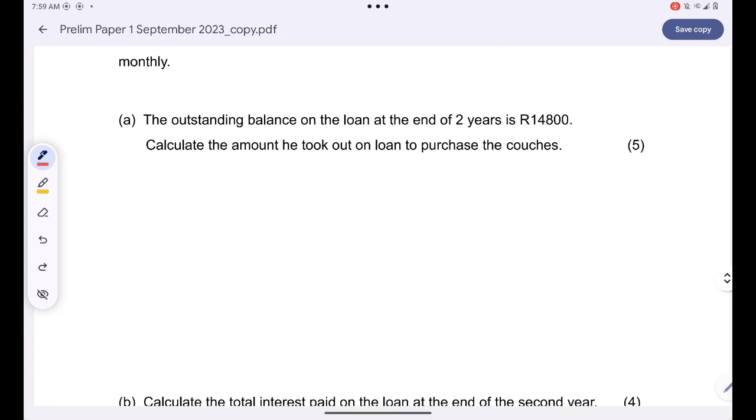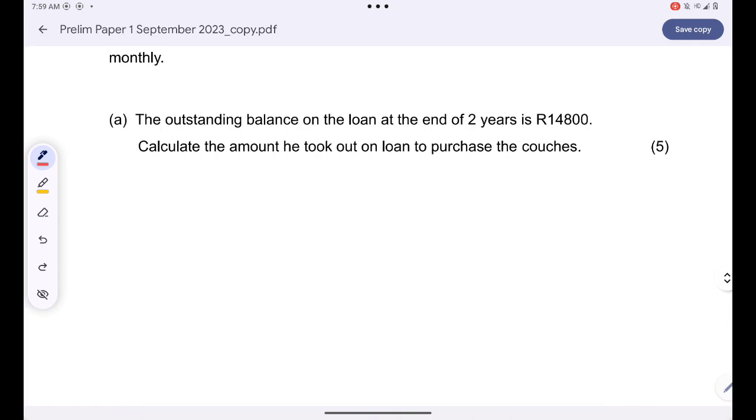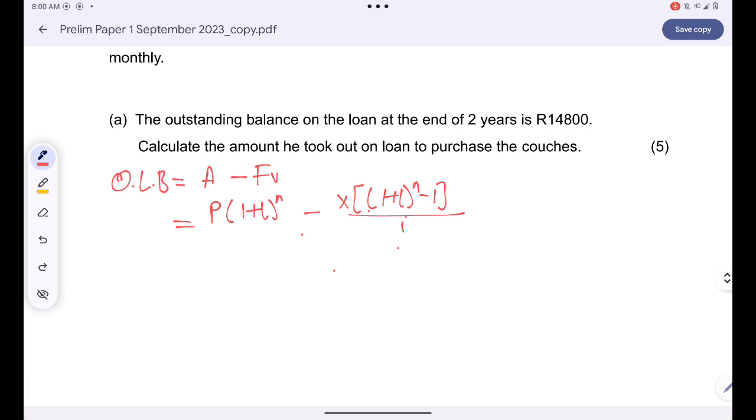Okay. Since you are given the outstanding loan balance, that means we must use that outstanding loan balance to calculate the value of the loan. There is an equation you use to find the outstanding loan balance. It simply says outstanding loan balance is basically A minus the future value of your payments. A just represents the accumulated amount of the loan, that's P(1 + i)^n, minus the future value of all your payments.